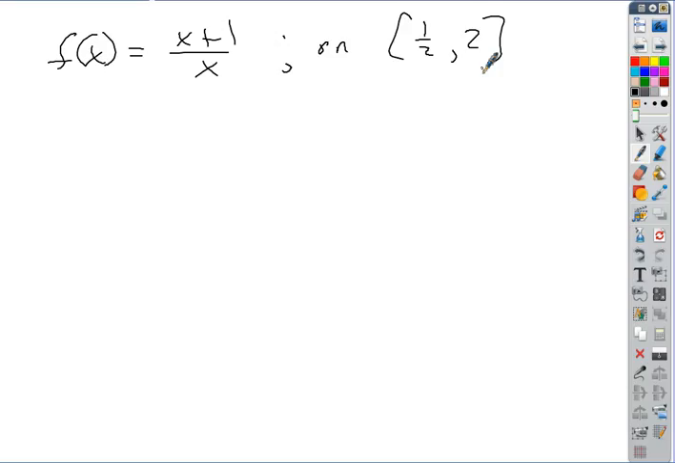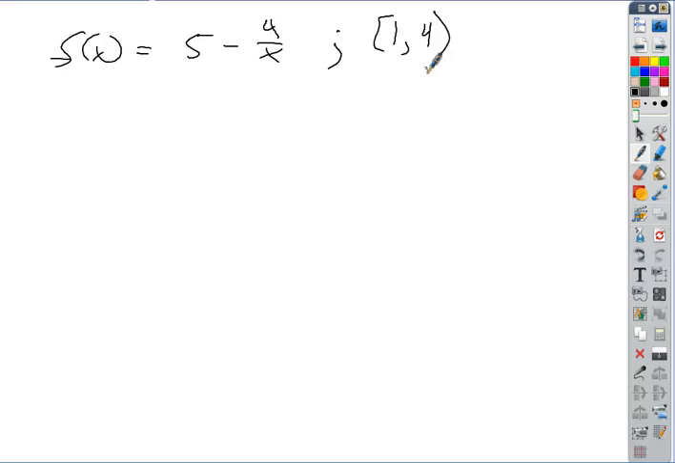Actually, I want to do a different one. I think that'll work, but I know this one will work better. Let's try this. f of x equals 5 minus 4 over x on the interval from 1 to 4.